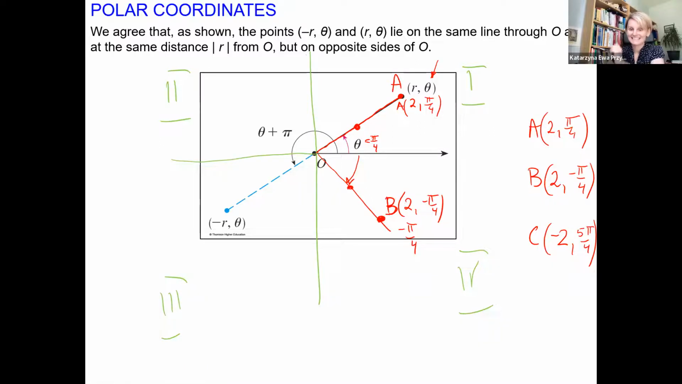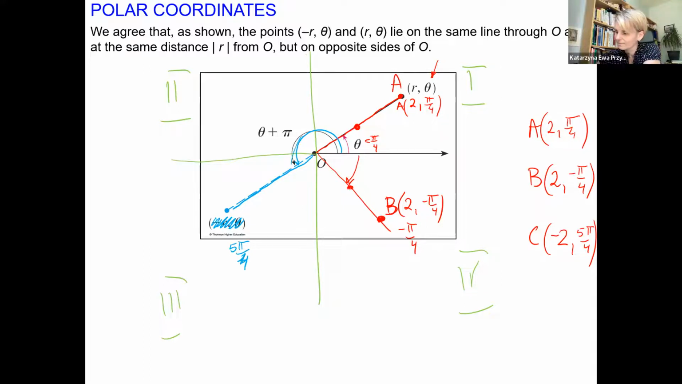Okay, now it's interesting where we will plot point C. Who can tell me? First of all, let's find the given angle, 5 pi over 4. 5 times 45. In which quadrant is 5 pi over 4? It's the third one. Let's remove this for now. This one is 5 pi over 4.